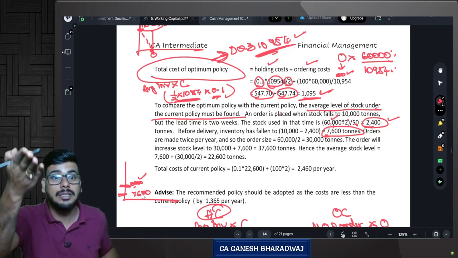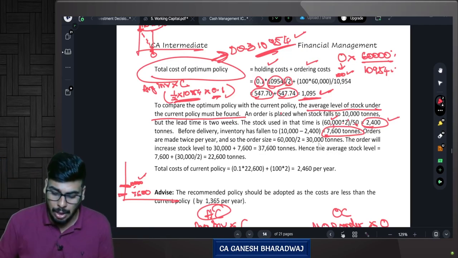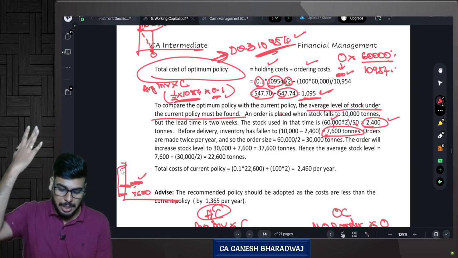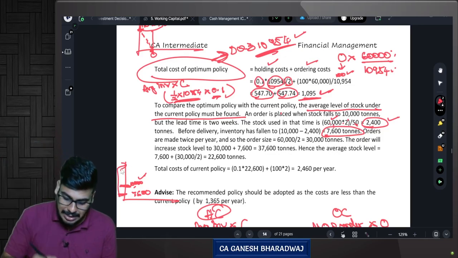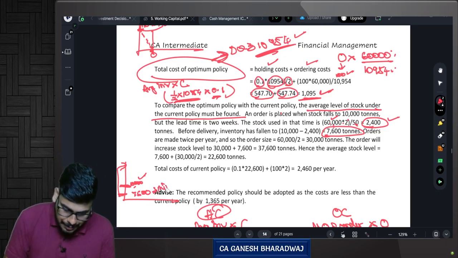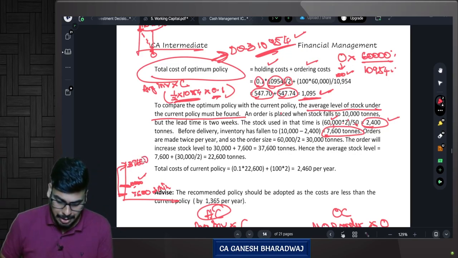Now this guy is going to deliver how many kgs? 30,000 kgs. We just found out they are going to place an order only two times in a year. So now the stock gets replenished by 30,000 kgs. So what is the maximum stock that you will be having? 7,600 is the minimum stock. What is the maximum stock? It's going to be 37,600, because plus 30,000, it's going to be 37,600.